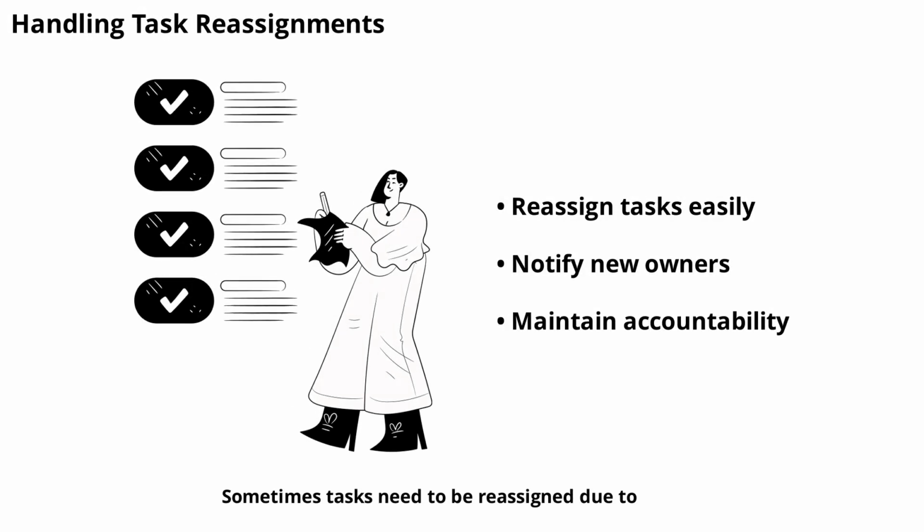Sometimes, tasks need to be reassigned due to changes in team availability or project scope. Your ATS makes this easy. Simply update the task's assignee in the system. The new owner will be notified, and the task's progress can continue without interruption. Keeping task assignments up to date ensures accountability and prevents tasks from falling through the cracks.